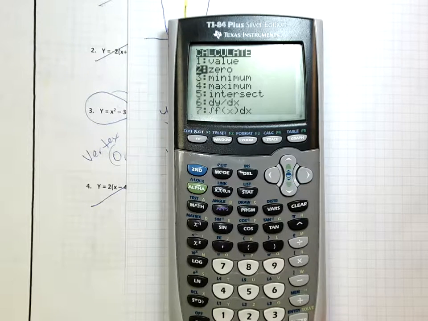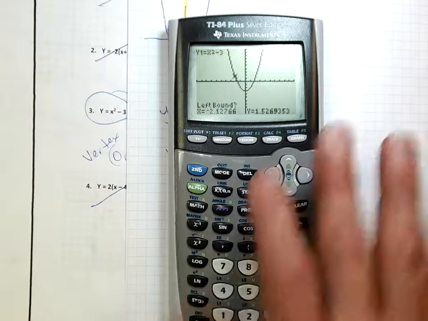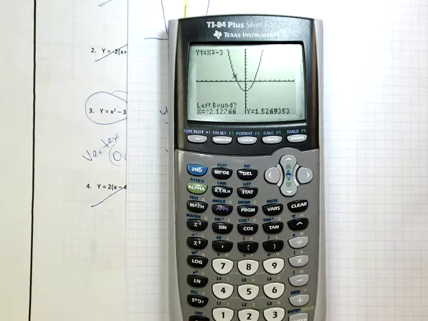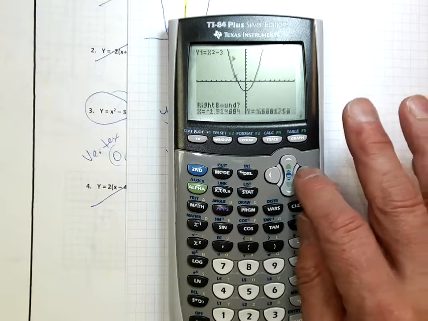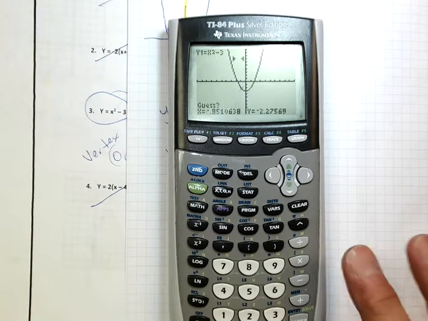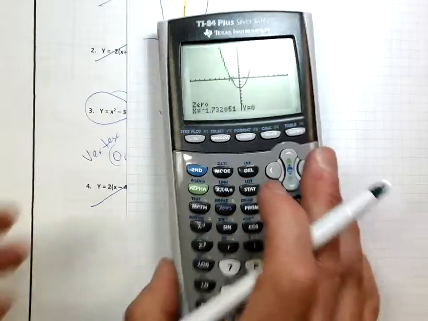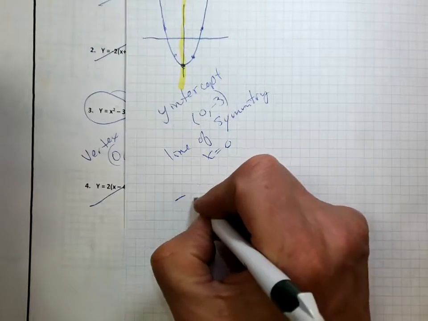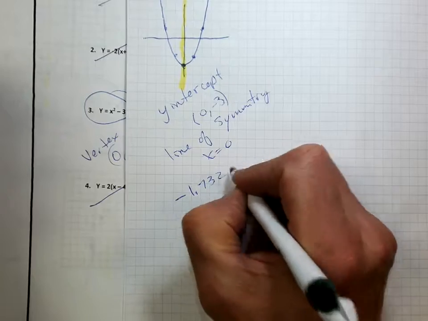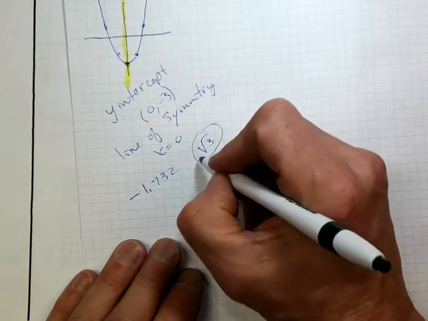We've done this before. Left bound, which is actually above it. Does that make sense? If it's left of it, it really is above it in this case. Right bound, right is really below it because it would be left and right of it, even though it's above and below. Guess. So I get -1.732, blah, blah, blah. Okay, Lane, great. However, that is actually the square root of 3. Negative square root of 3.